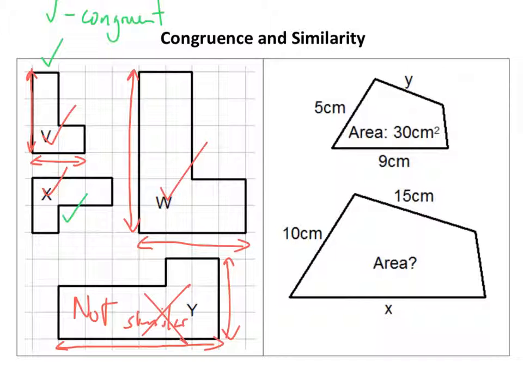There you go. That's the sort of thing. So pick out congruent and similar shapes. And I should have said that these were similar. Shouldn't I? Similar.